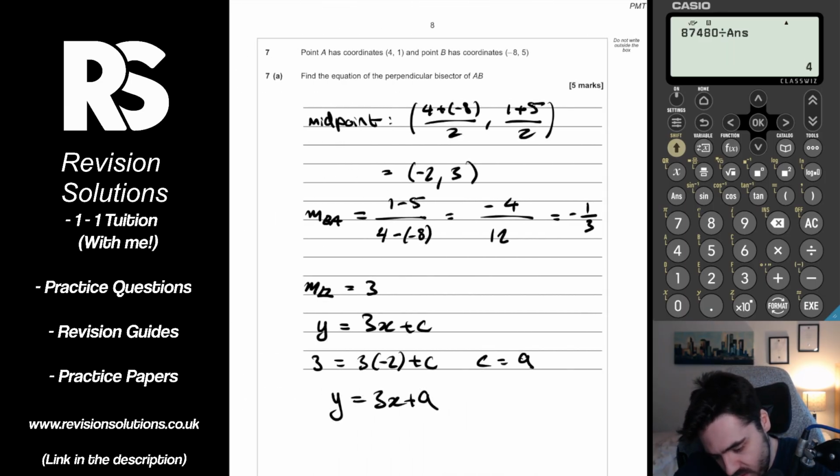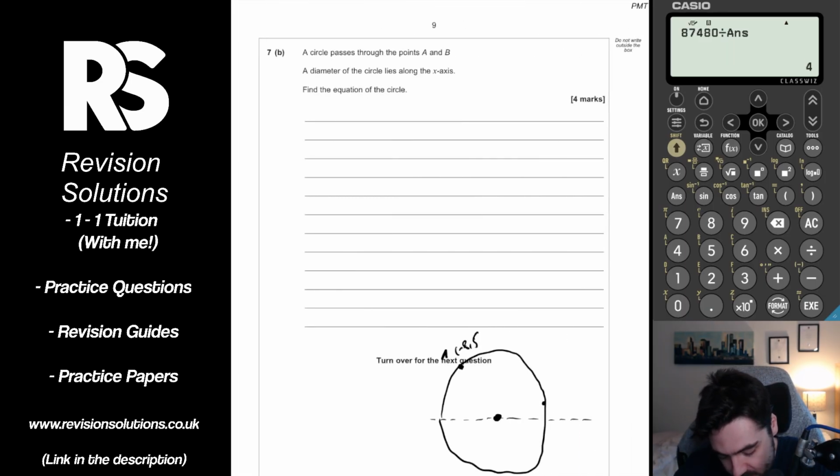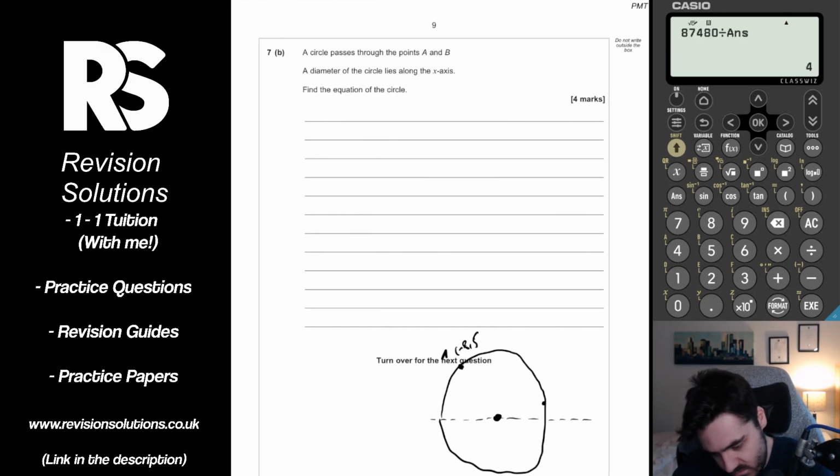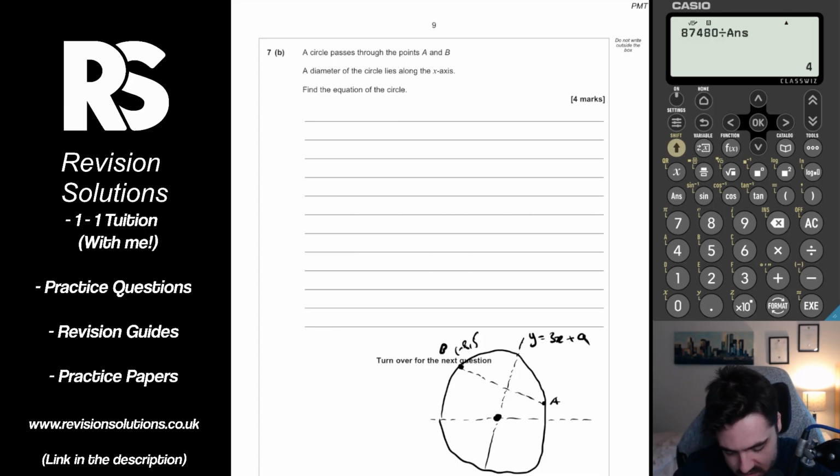And there's a circle theorem for the perpendicular bisector of a chord, right? That's point B, that's point A. And we know the perpendicular bisector of a chord must go through the center. So my diagram's not perfect in terms of the scale, but we know our perpendicular bisector, which is y equals 3x plus 9, must go through the center.